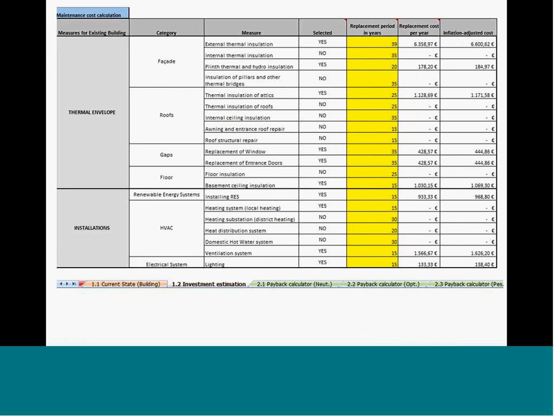As we said, the user should fill in the replacement period in years. So we see the same table with the same characteristics, and now they will fill in after how many years they will replace every unit they have used. Here they put 39 years, 35 years, 20 years, etc.